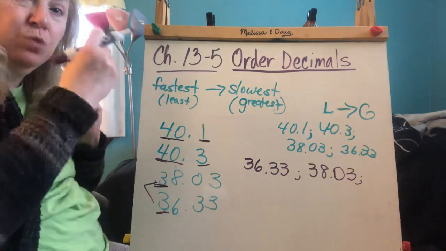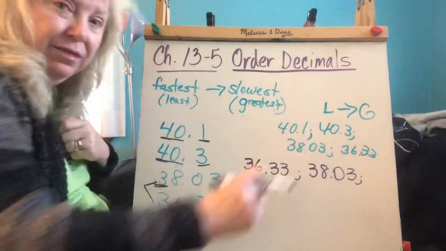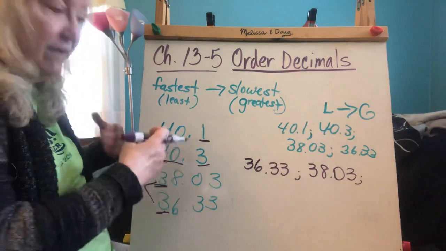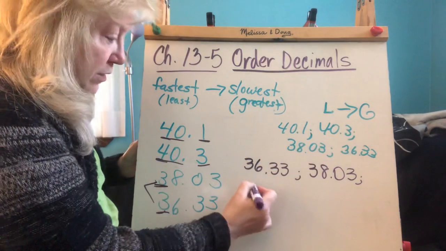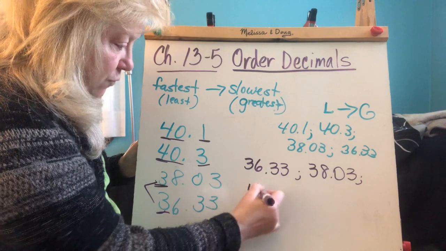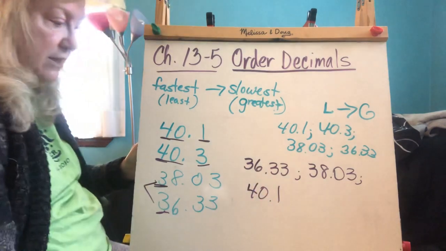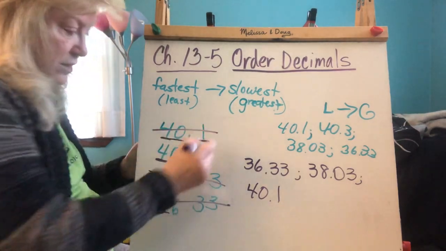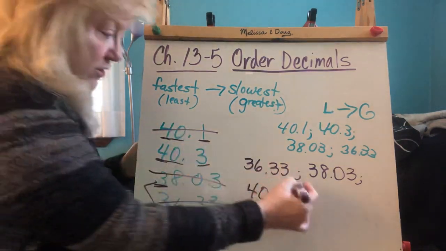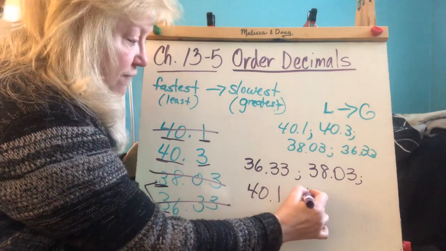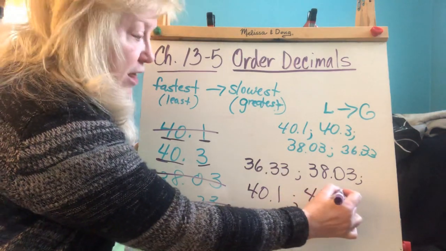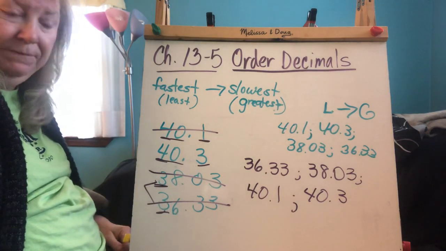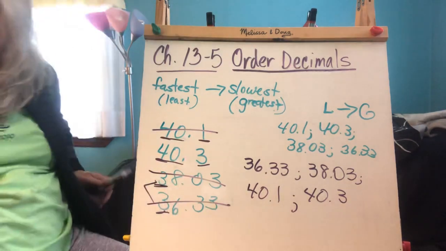3/10 equals 1/10 plus 1/10 plus 1/10. 1/10 equals 1/10. So obviously it's smaller. So that would be the next one in the list: 40 and 1/10 seconds. And then, so now I've done this one, this one, and this one. All that's left is our largest one, which is 40 and 3/10. So you're done. Okay? Let's try another one.